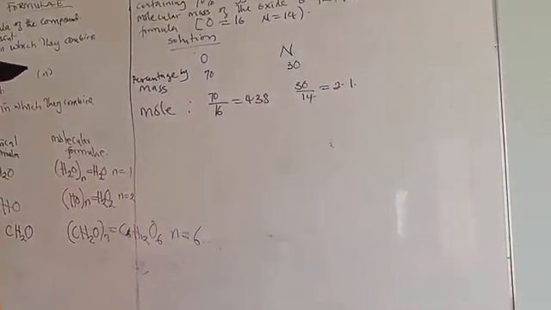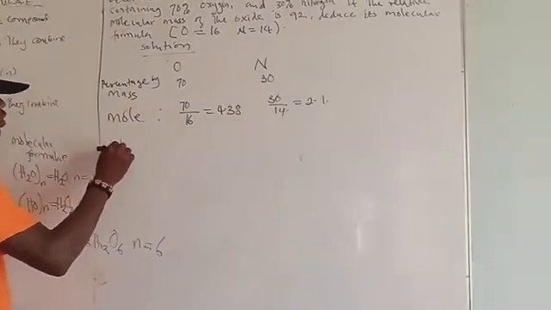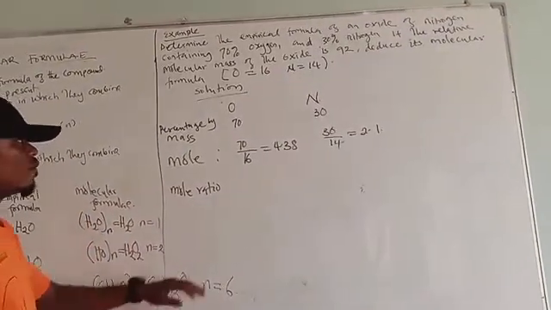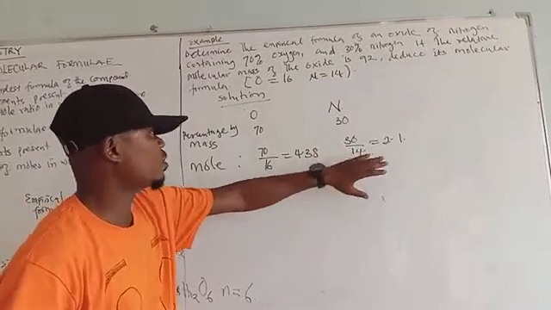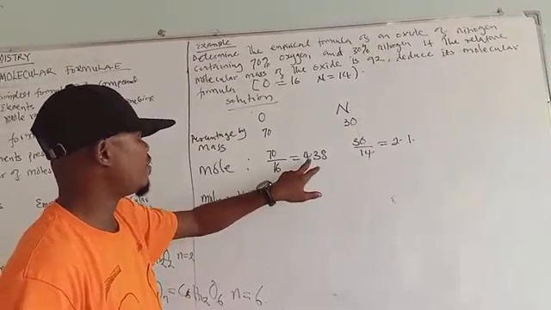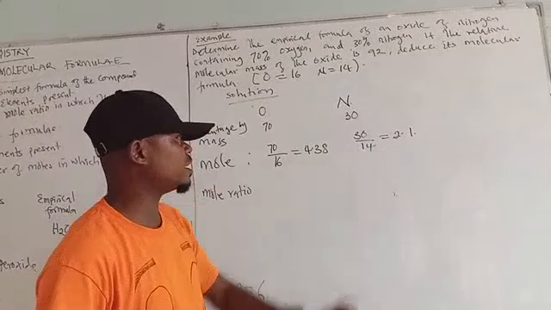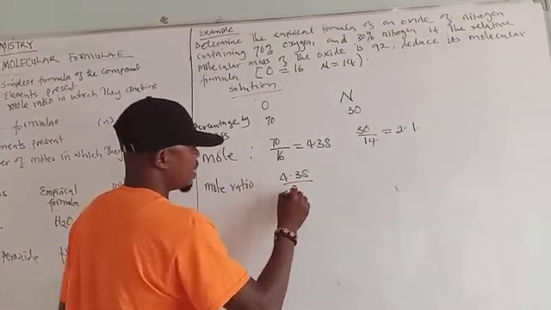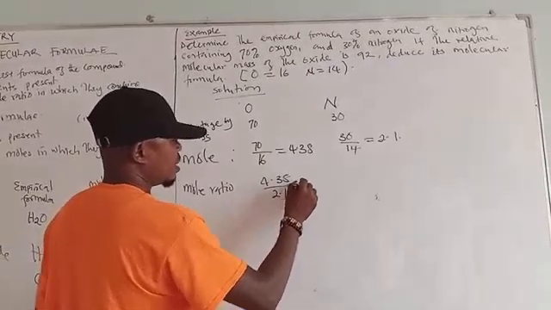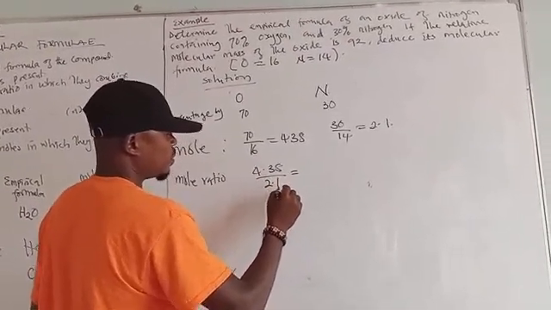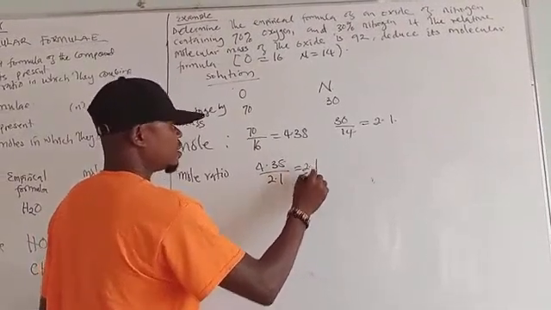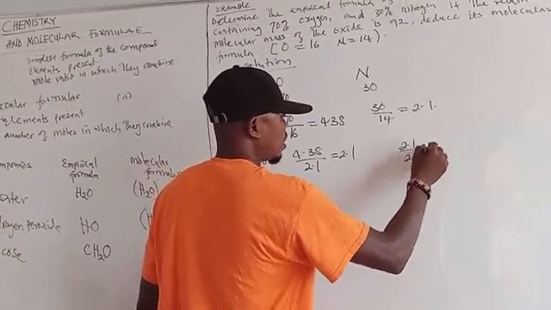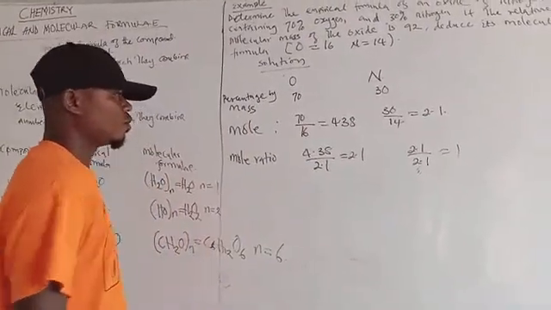You're going to get 2.1. Now, look for the mole ratio. How do you get the mole ratio? From the two moles we got, you divide by the smallest. So we have here 4.38 and 2.1. That means 2.1 is the smallest. We're going to say 4.38 divided by 2.1, and this should give you, press your calculator, 2.1. And here we have 2.1 divided by 2.1, and this will give you 1.